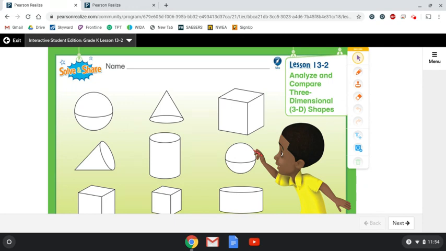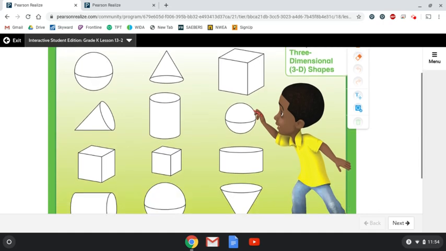Now, grown-ups, if you have the workbook, please get out the workbook and go to lesson 13 dash 2 to follow along with us. If you don't have the workbook, then use the PDF version that is in the slides.